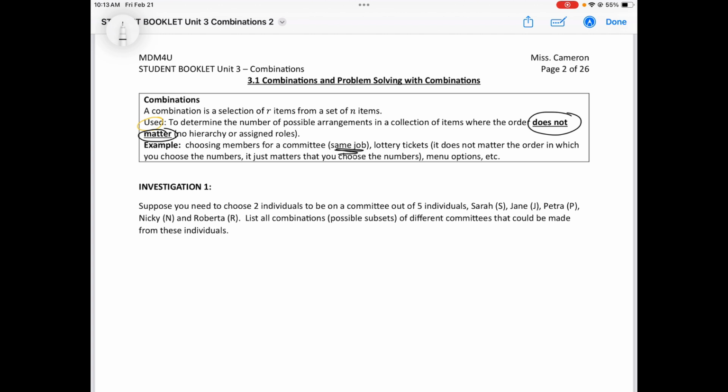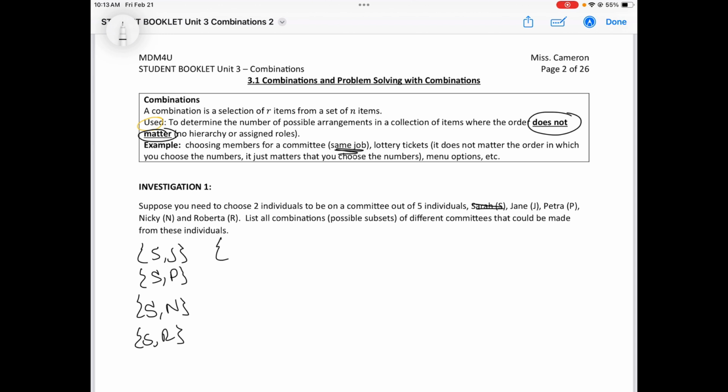Okay, so let's do a mini investigation. Suppose you need to choose 2 individuals to be on a committee out of 5 individuals. So we have Sarah, Jane, Petra, Nikki, and Roberta. List all combinations, so possible subsets of different committees that could be made from these individuals. Okay, so there could be Sarah and Jane, or Sarah and Petra, or Sarah and Nikki, or Sarah and Roberta. Okay, so Sarah has been matched up with everyone.